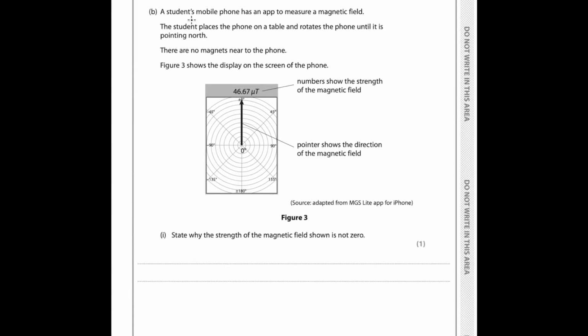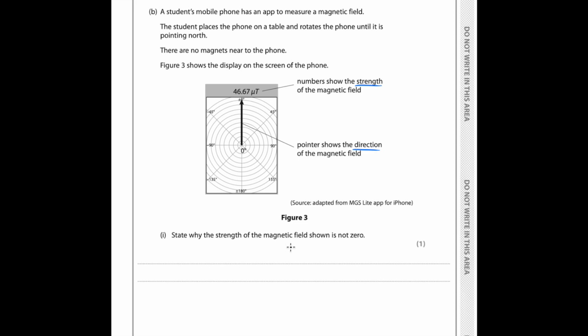Part B. A student's mobile phone has an app to measure a magnetic field. The student places the phone on a table and rotates the phone until it is pointing north. There are no magnets near to the phone. Figure 3 shows the display on the screen of the phone. So the numbers show the strength of the magnetic field and the pointer shows the direction.